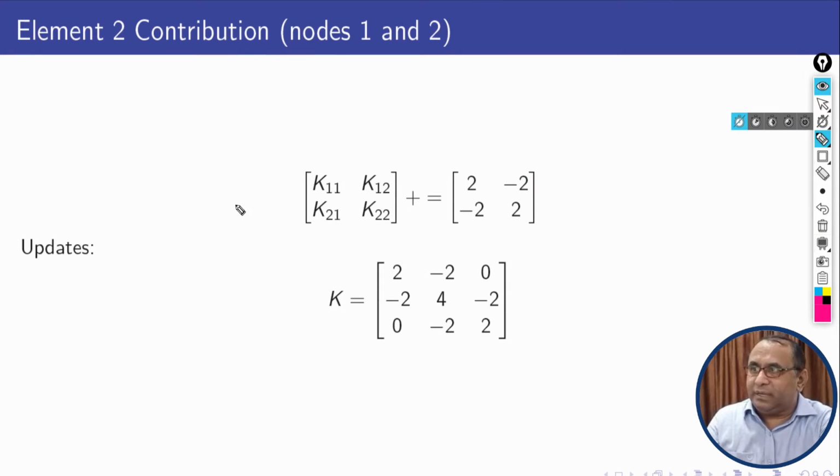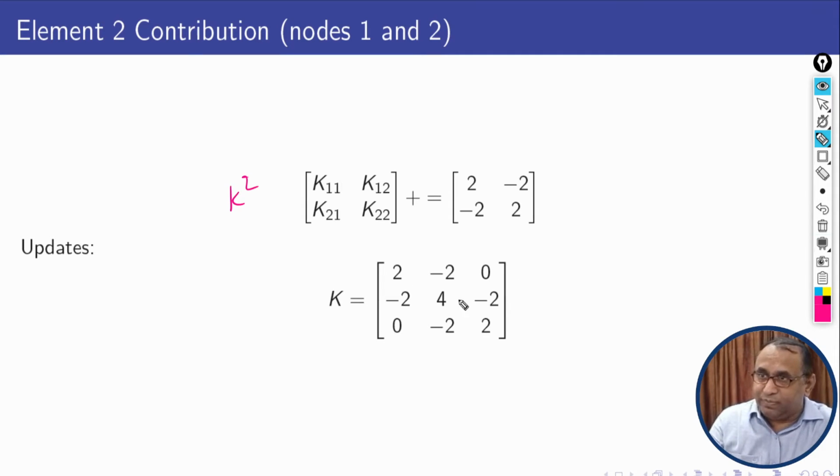Okay, similarly this is the K2 element, and the elements we have are 2, minus 2, minus 2 and 2. When we update this matrix in K, we have 2, minus 2, 0, minus 2, 4, minus 2, 0, minus 2 and 2.